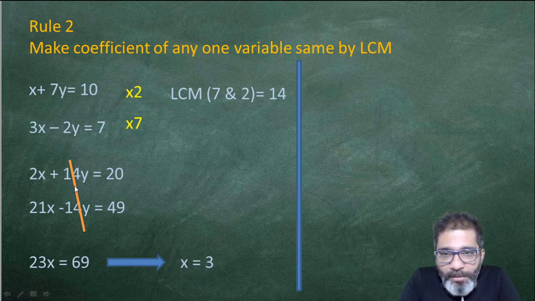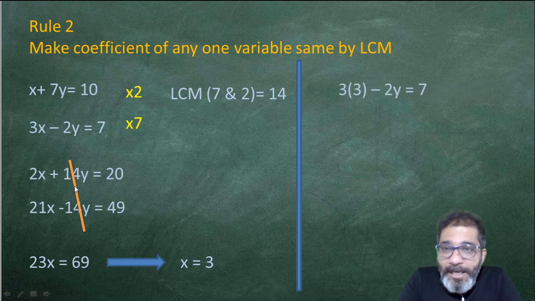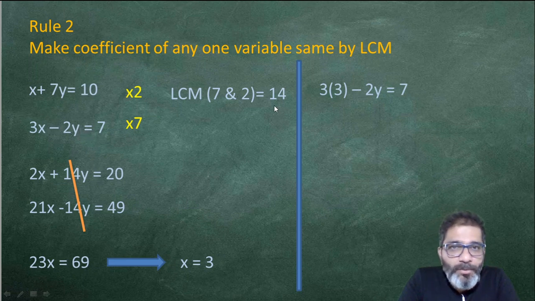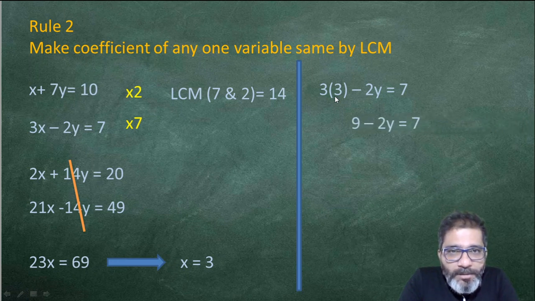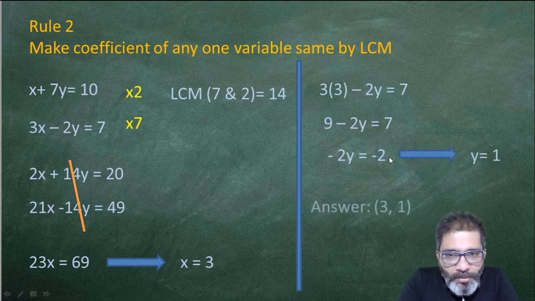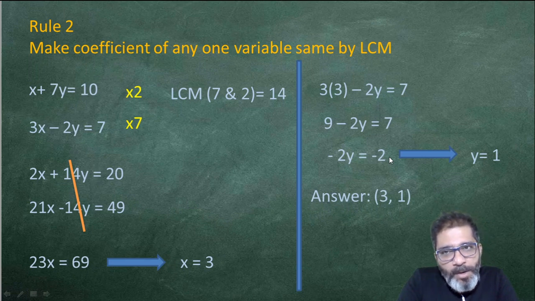Now this value of x I can substitute in any equation. I have taken the second equation, that is 3x minus 2y equal to 7. Instead of x I'm substituting 3. So we just need to solve that. 3 3s are 9 minus 2y equal to 7. I'm shifting 9 to the right hand side. So 7 minus 9 is minus 2. When you solve further, you get y equal to 1. So we got the answer as 3 comma 1. With these two rules, you can solve any simultaneous equation. Thank you so much.